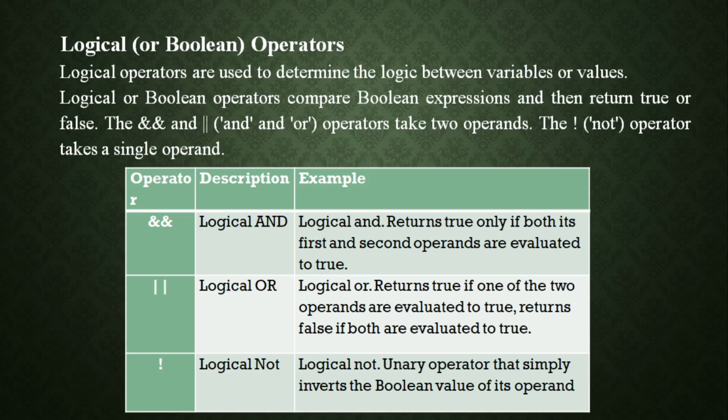Logical NOT is a unary operator that simply inverts the Boolean value of its operand. If it is true, then the NOT indicates it is false. If I say false, then the NOT is true. Logical operators are used to determine the logic between variables and values. Logical or Boolean operators compare Boolean expressions and then return true or false. For those we are using operators like AND, OR and NOT.